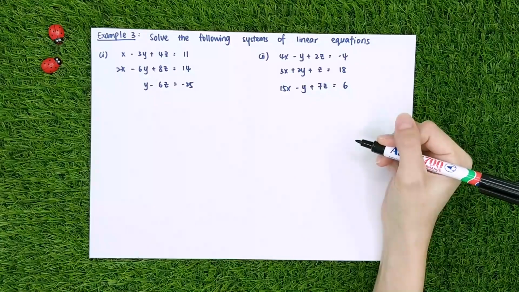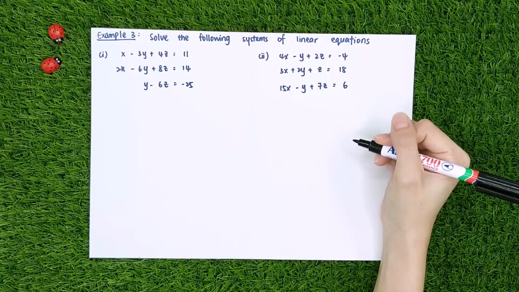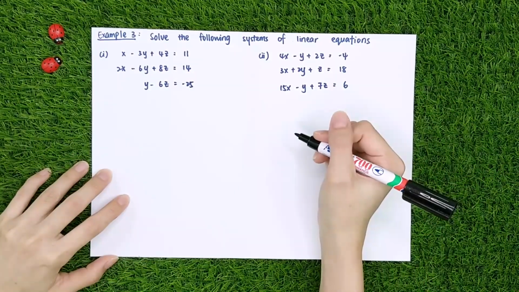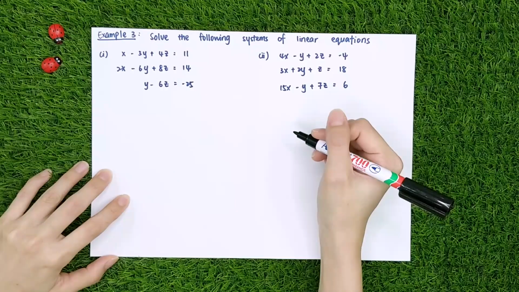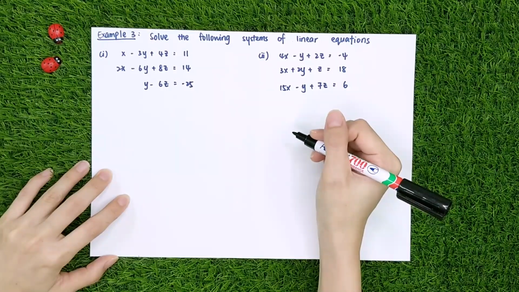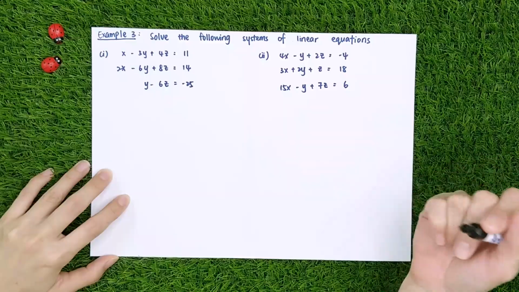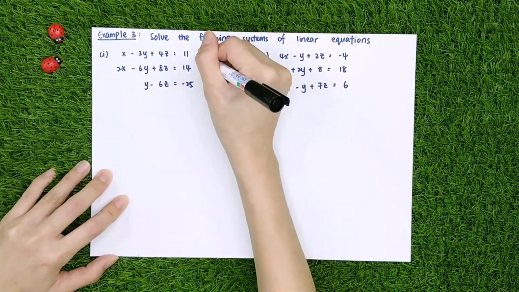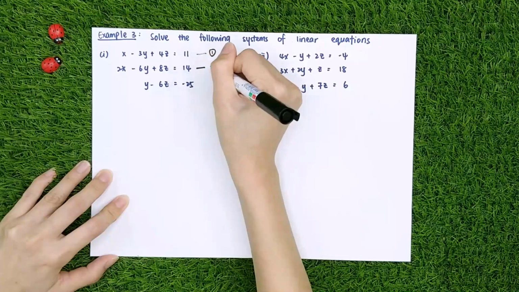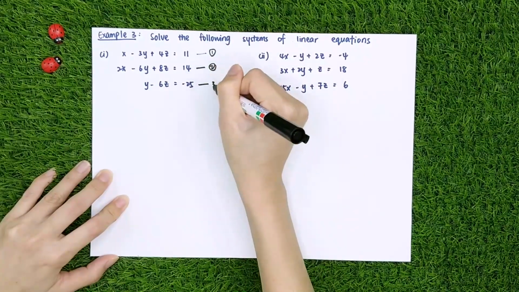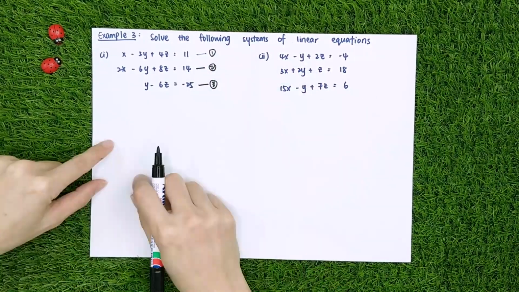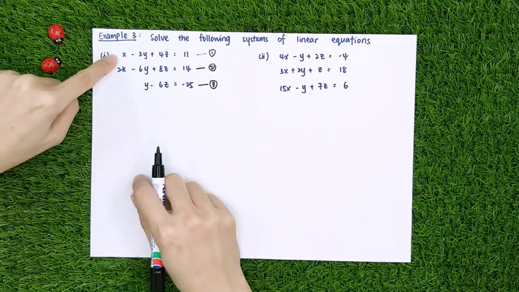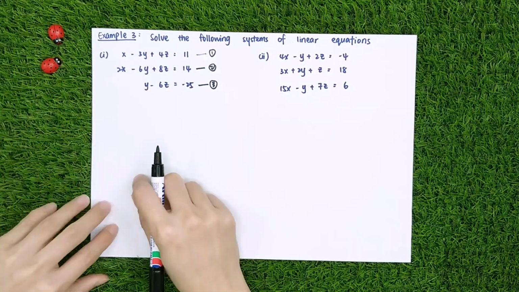Example 3, solve the following system of linear equations. So this has two parts. Let's see the first part. Since the question doesn't mention that you have to use the elimination method or substitution method, you can choose to use either way. So the same way, I will label my first equation as 1, the second equation as 2, the third equation as 3. For this question, I will choose to use the elimination method to eliminate the variable x.